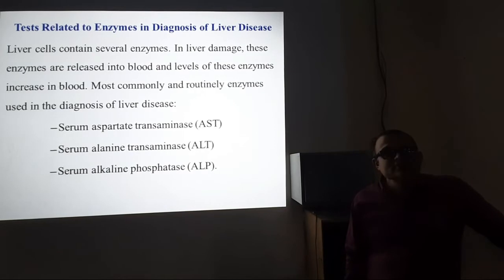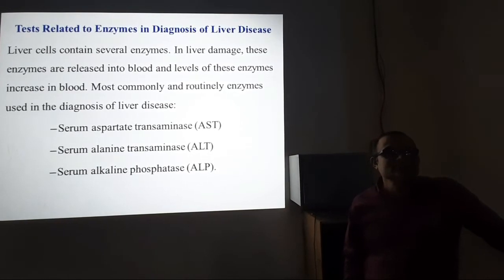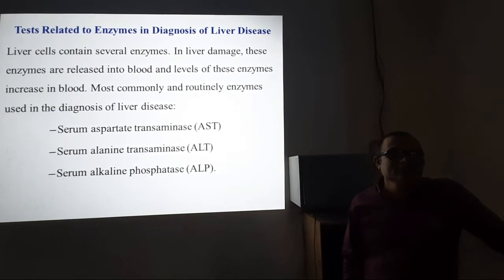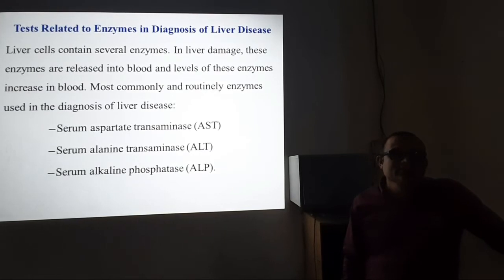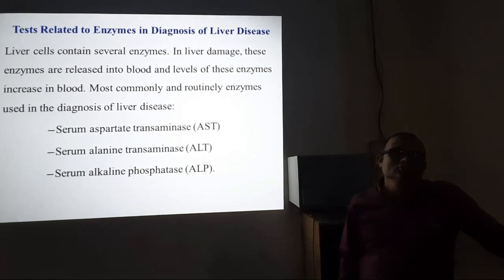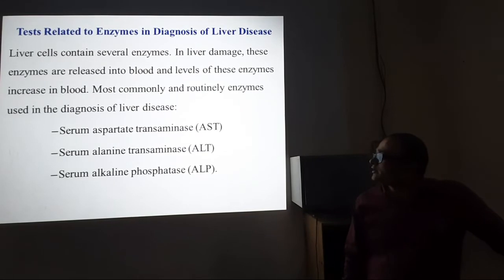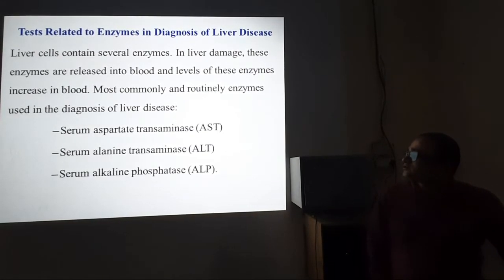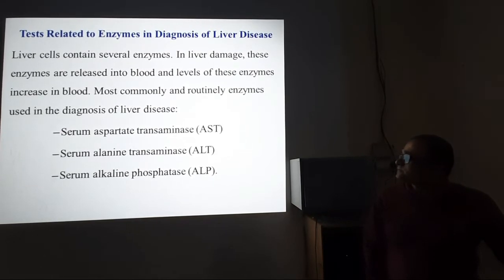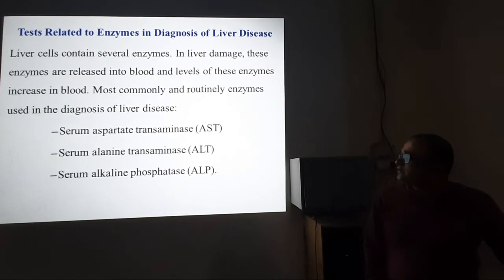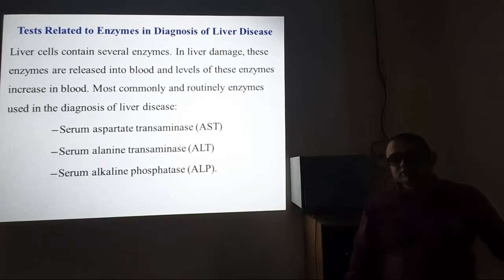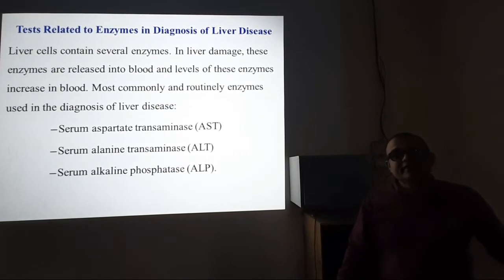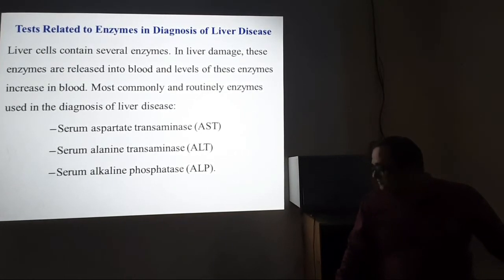What are the other parameters we do for obstructive jaundice? That is gamma GGT, gamma glutamyl transferase, and 5' nucleotidase. So, two enzymes for the hepatic disorder, that is AST and ALT. They will be more raised in hepatic disorder. Alkaline phosphatase, GGT, and 5' nucleotidase will be raised in obstructive jaundice.